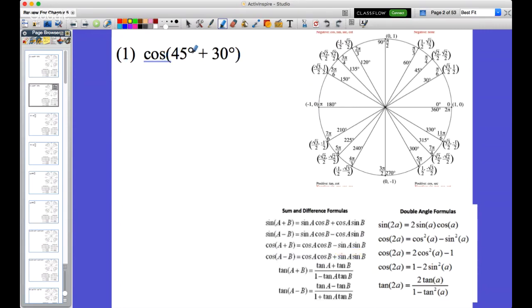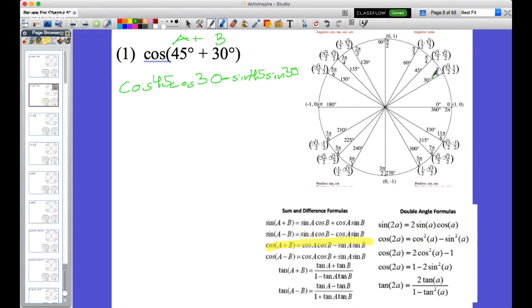Now, if I'm looking at cosine of 45 degrees plus 30 degrees, that's essentially the cosine of A plus B. So we're identifying the formula for cosine of A plus B. What that equation tells us is that we're going to do the cosine of A, which is 45, times the cosine of B, which is 30, and then subtract the sine of 45 times the sine of 30.